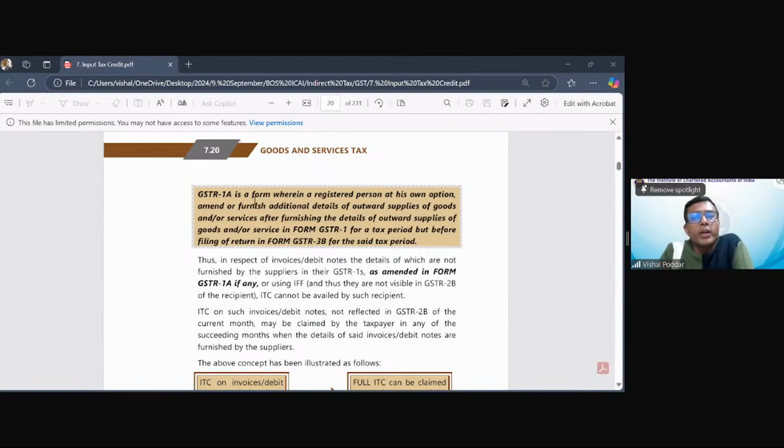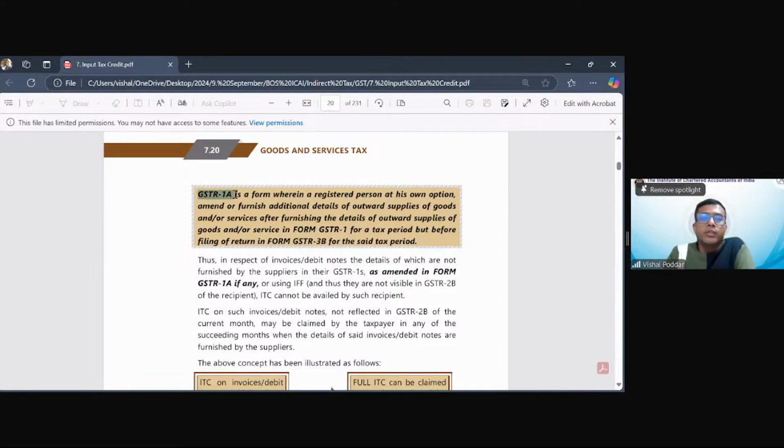That is the impact of this new condition. Now, what is this new form 1A? 1A is a form wherein a registered person, at his own option, can amend or furnish additional details. He has furnished GSTR 1. After furnishing GSTR 1, it appears in my 2A, 2B. And as it appears there, I get to know that this 2A, 2B is not having a few invoices, or a few invoices have some corrections. I immediately inform my supplier that you have not uploaded my invoice, or there are some corrections in the invoice you have uploaded. What is the option he has? He can go to his GSTR 1A for making the corrections and amendments.